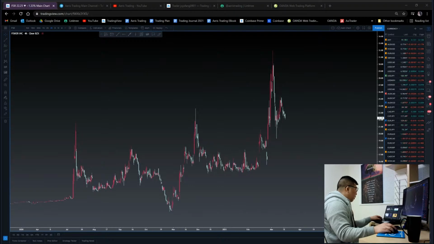So how do I look at the price? What do you mean by price action analysis, things like that? Sure, I'll go over this quickly.